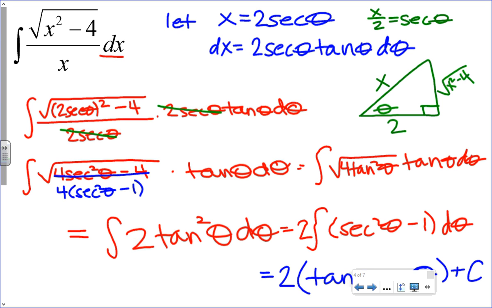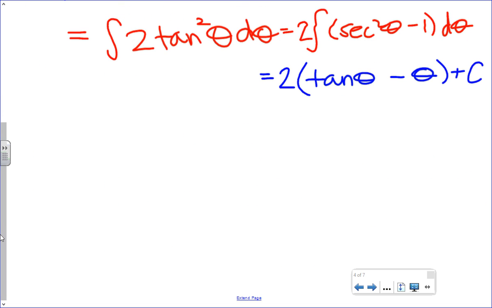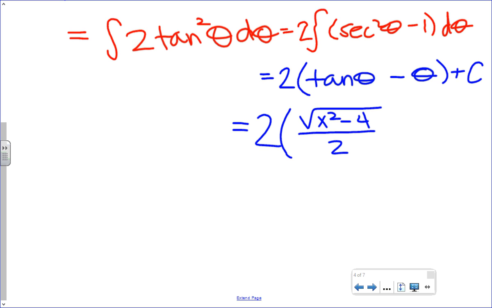So in our answer, when we have tangent theta, what is the tangent ratio of theta? Square root of x squared minus 4 over 2. We'll just replace it with that ratio. Any trig function you have in terms of theta, you need to replace. Okay? What was theta?